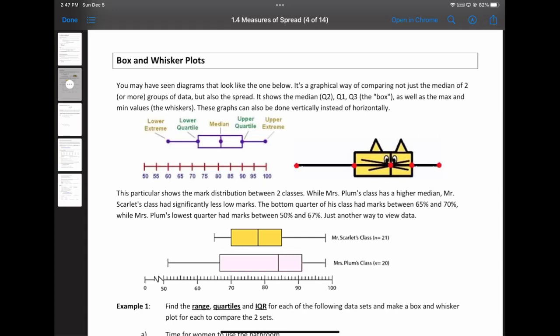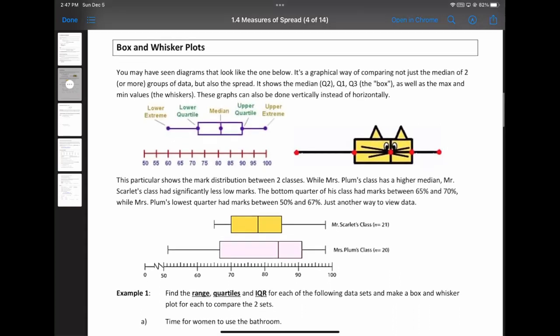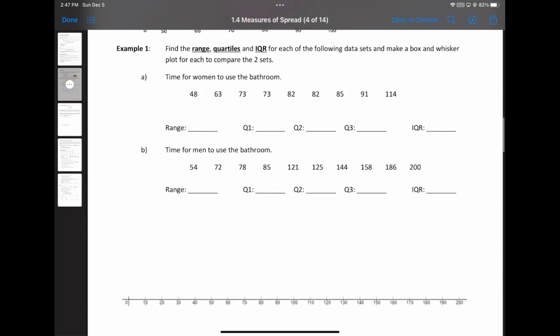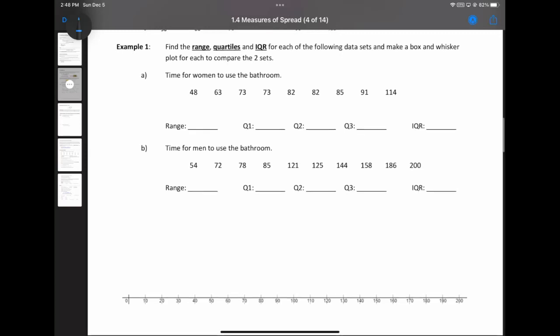Okay, so now that we've seen what those are, let's actually try to apply them in some meaningful way by doing a question. And we'll start off with, we've got 2 data sets here. And this, by the way, is real data. I didn't collect it, but I found an online study that someone did measuring the time it took men and women in a mall to use the bathroom.